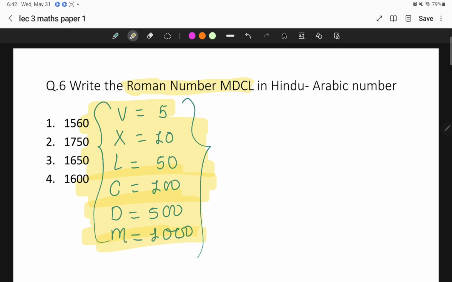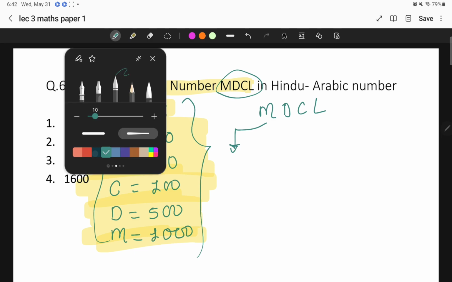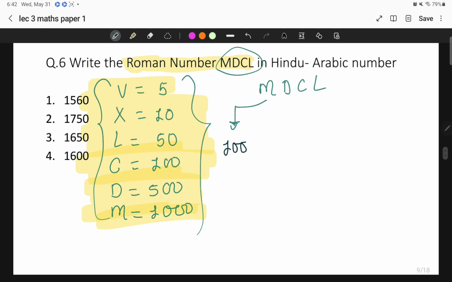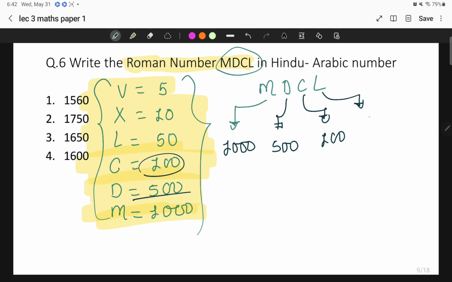Where V stands for 5, X for 10, L for 50, C for 100, D for 500, and M for 1000. So here they have asked us to find out what MDCL stands for. M stands for 1000, D stands for 500, C stands for 100, and L stands for 50.